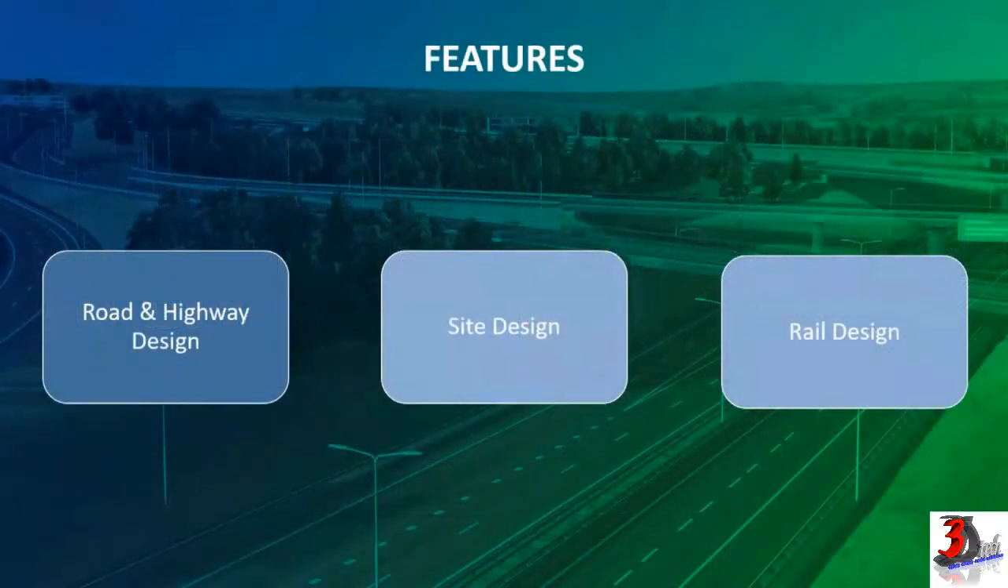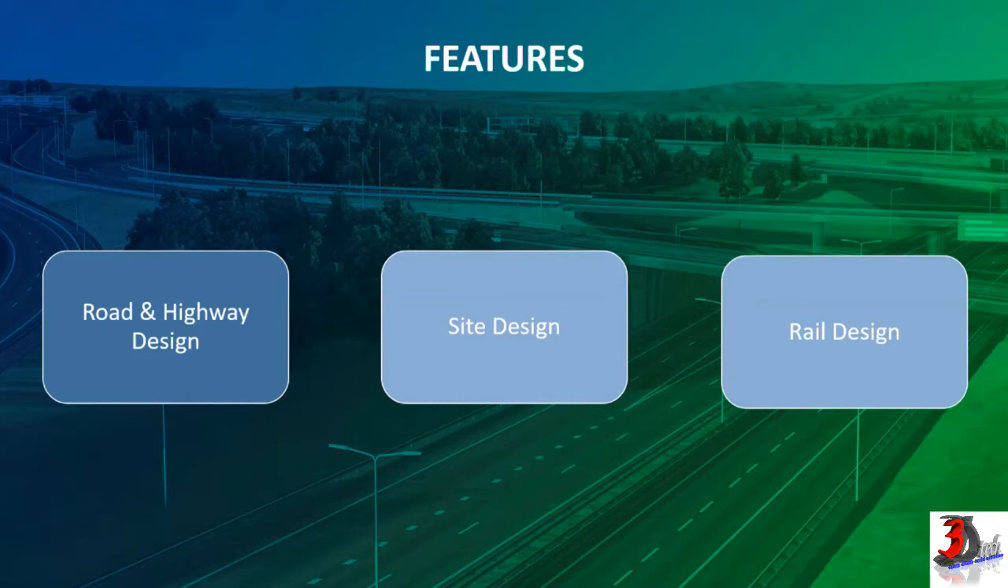So these are the main features in Civil 3D. The first one is road and highway design. In road and highway design, we can accelerate design, optimization, and documentation of road network and bridge projects. We can work with an intelligent model-based approach for surface and corridor modeling, drainage layout, and plan production.